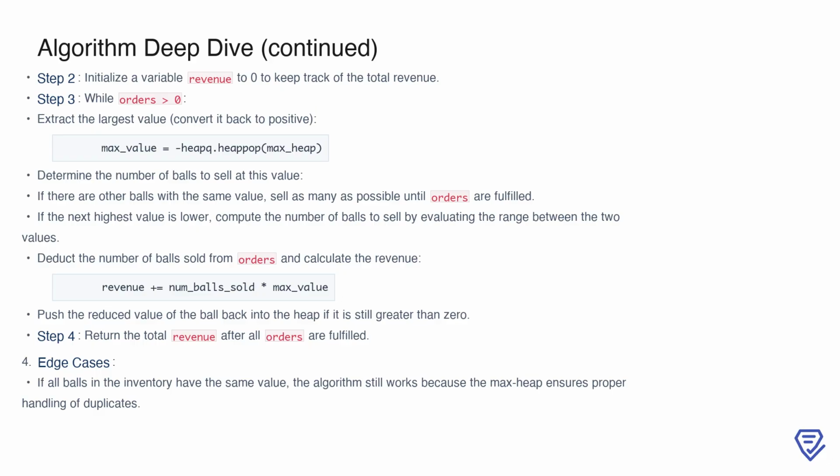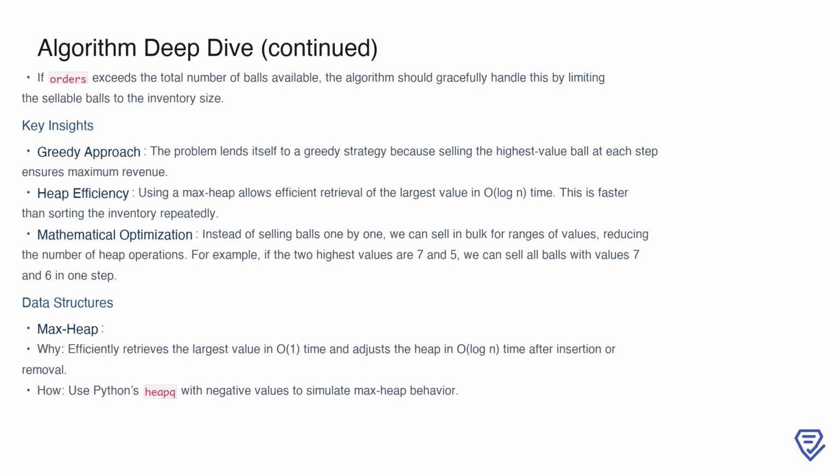If the ball's value decreases but remains above 0, we push this reduced value back into the heap for further processing. Once all orders are fulfilled, we return the total revenue. This approach is robust and handles scenarios like duplicate values seamlessly, as the max heap automatically prioritizes the highest available value. In cases where the number of orders exceeds the total number of balls in the inventory, the algorithm needs to handle this gracefully. It does so by limiting the number of sellable balls to what's available, ensuring no errors occur.